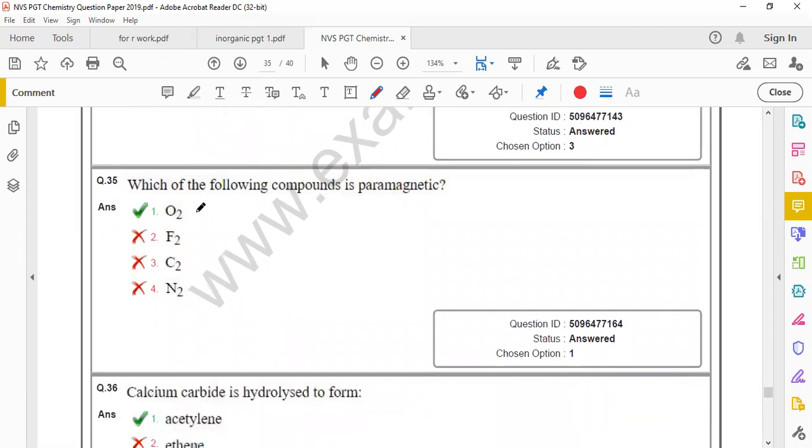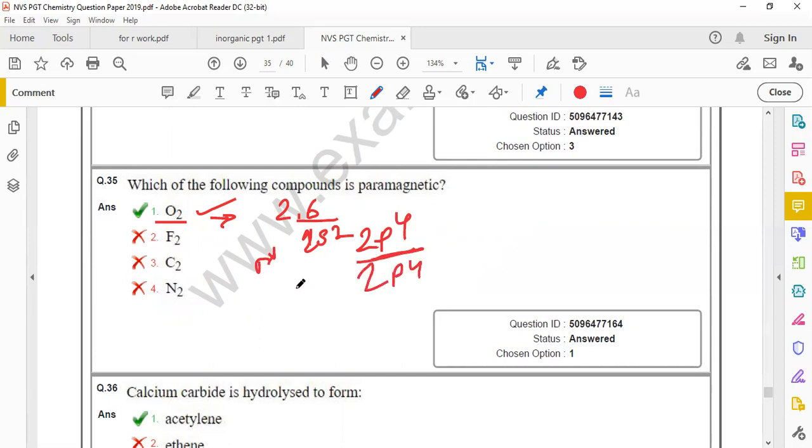paramagnetic? O2 is paramagnetic, right? How will we identify whether O2 is paramagnetic or diamagnetic? Simply you will write the electronic configuration, like 2 and 6, we will get 2s2 and 2p4. In 2p4, the total number is sigma and sigma star, that is, bonding and anti-bonding orbitals.